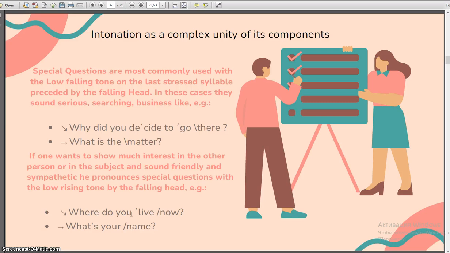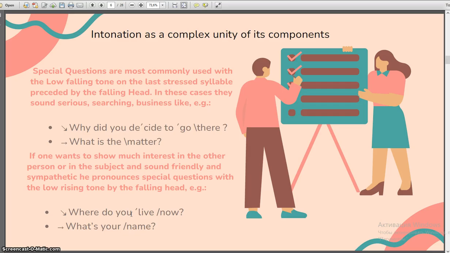Intonation as a complex unity of its components. Special questions are most commonly used with the low falling tone on the last stressed syllable, preceded by the falling head. In these cases, they sound serious, searching, business-like. Example: why did you decide to go there?